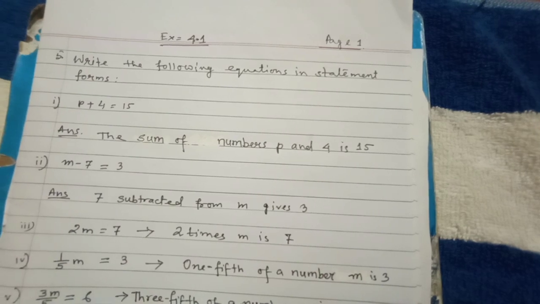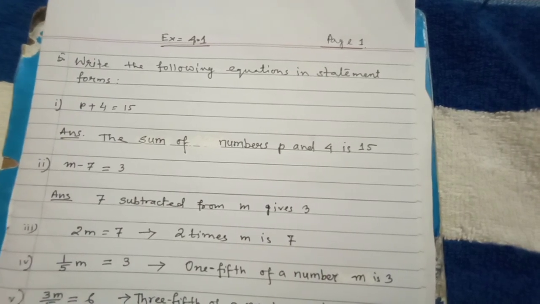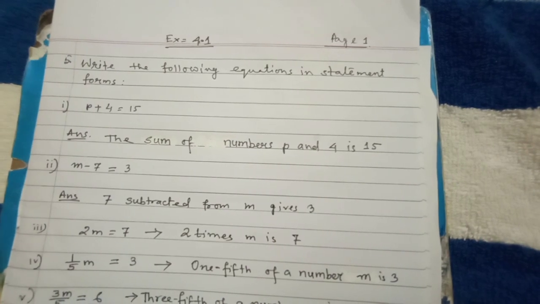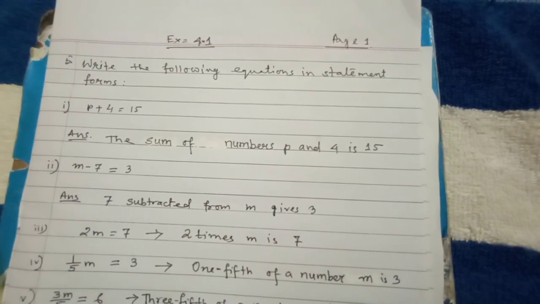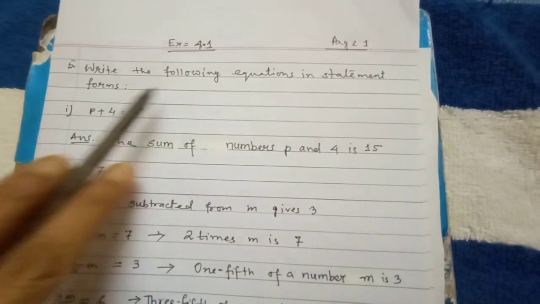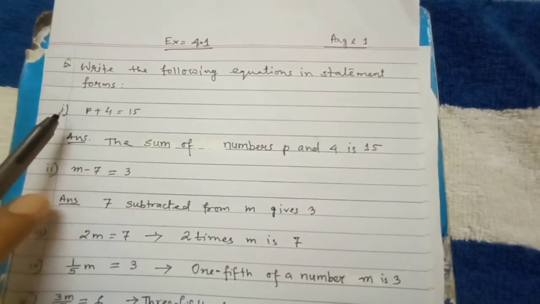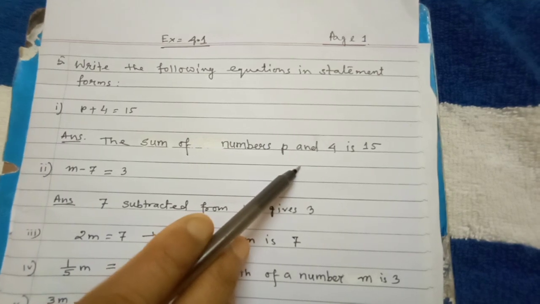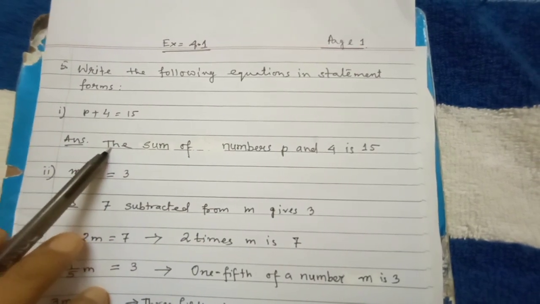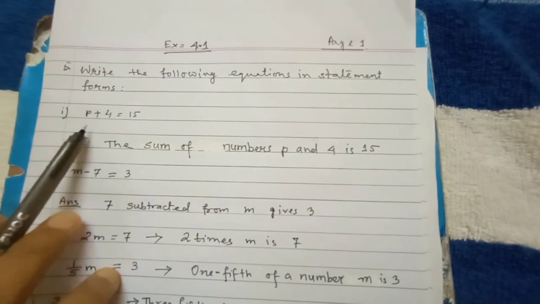Yesterday we have done up to 4 of exercise 4.1. Today we will do from 5. Question number 5. Write the following equation in statement forms. Yesterday the statement was given and we had to form the equation. Today we will write the statements for the given equation.